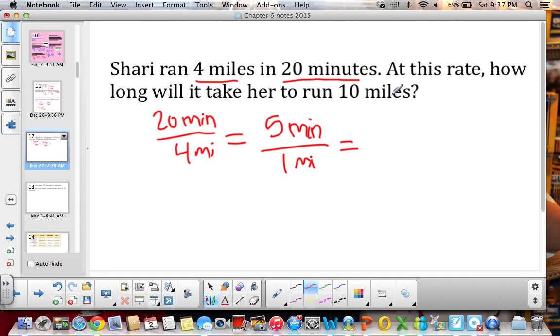So how long will it take her to run 10 miles? So 5 times 10, because it's 5 minutes, and 10 miles will be 50. What is going on with my writing? 50 minutes.